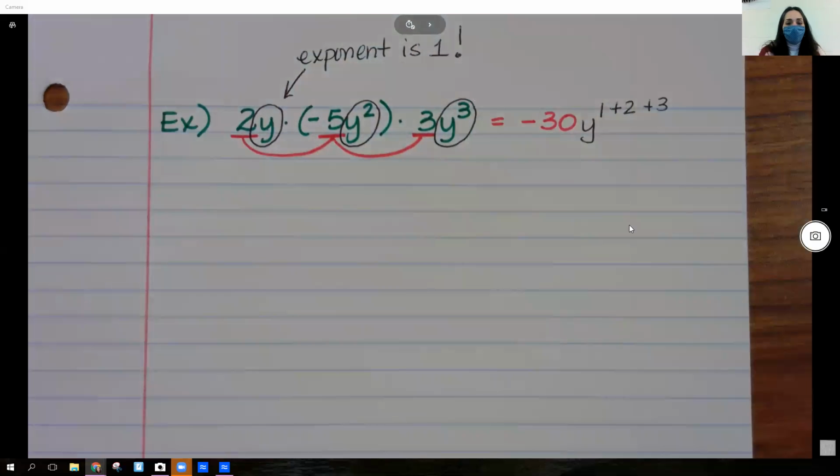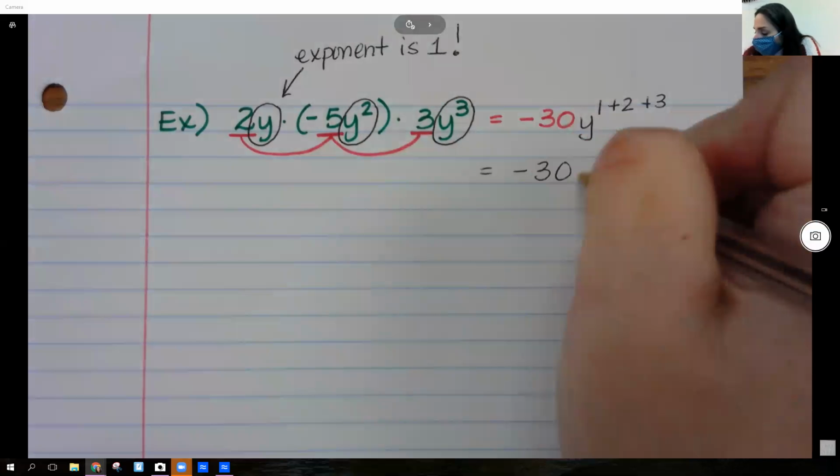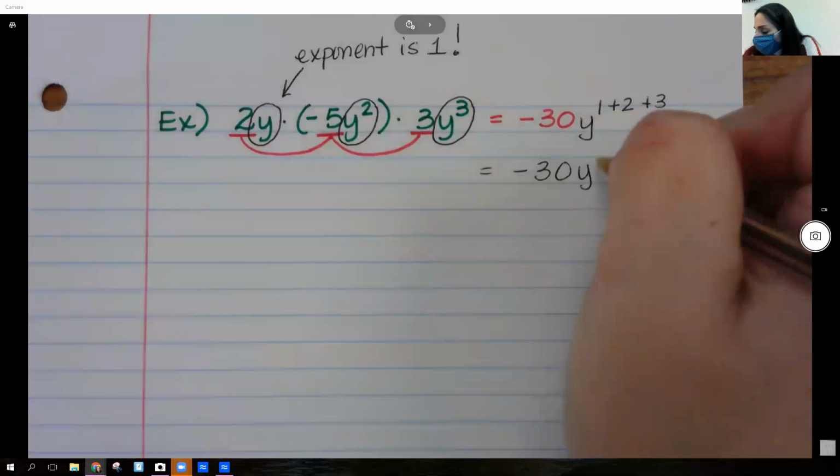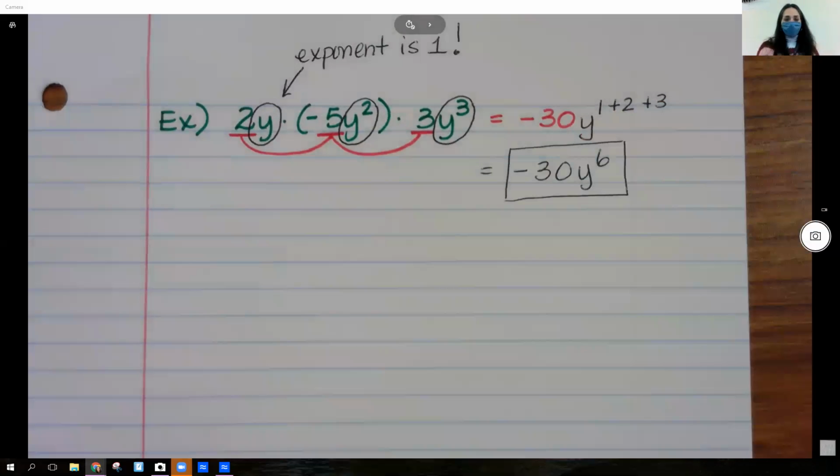Okay. Go ahead and simplify that, and I'll give you a second and we'll compare answers. I want to see what you have here for homework. Make sure that I cover everything that you're going to be expected to do. So this is going to be negative 30y to the 6th power, like that. Okay?